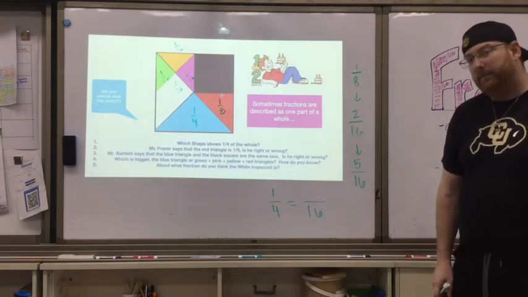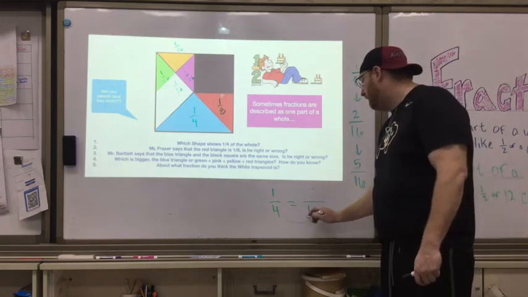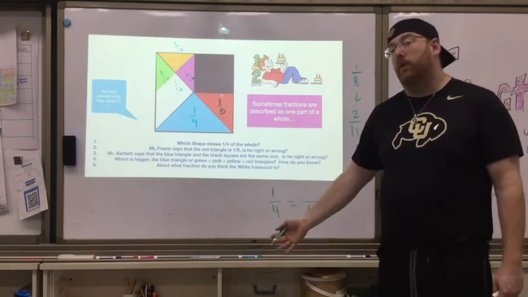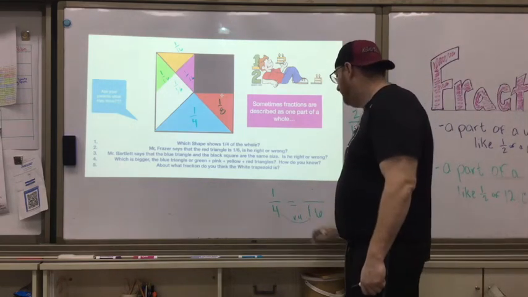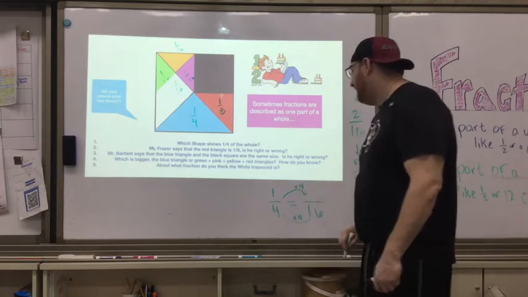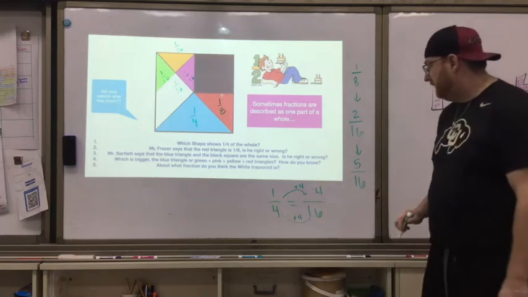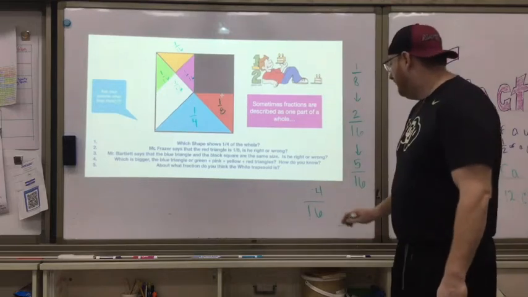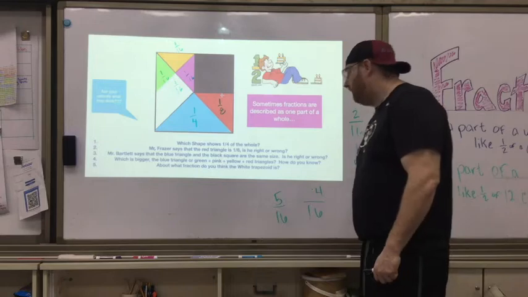How do we do that? First, we need to decide, what do we do to 4 to make 16? 4 times 4 makes 16. So we multiply by 4. So all we need to do is do the same thing on the top, times 4. So we get 4/16. Now all we need to decide is which is bigger, 5/16 or 4/16.